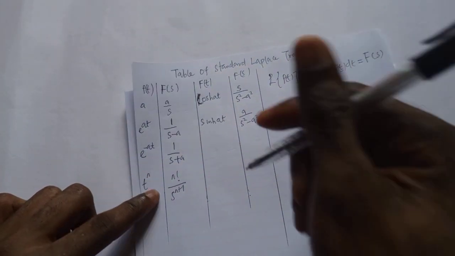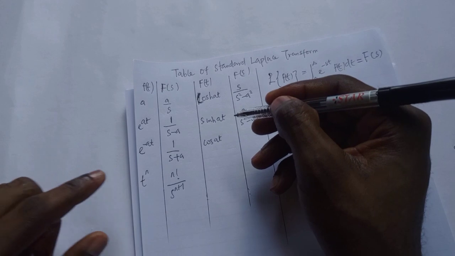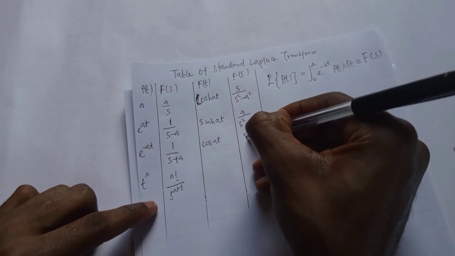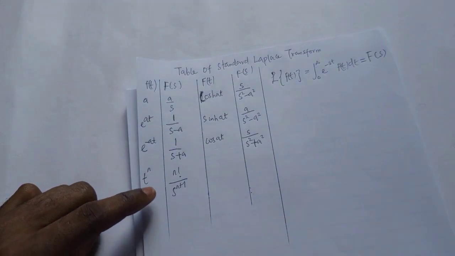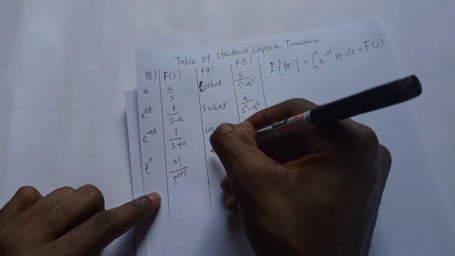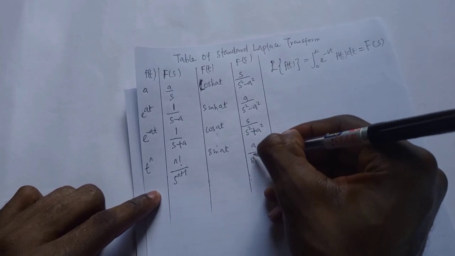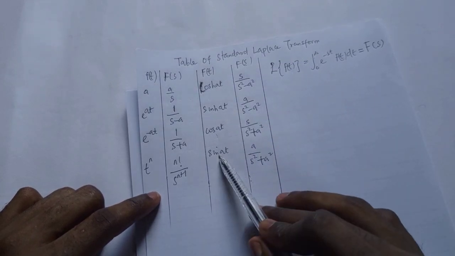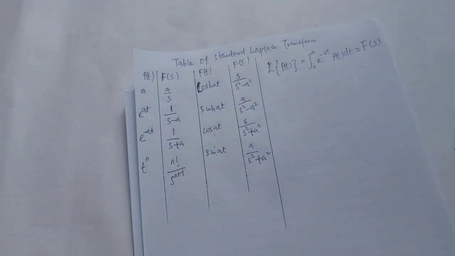Now, if f of t is equals to cos at, normal trig function, the value of f of s becomes s divided by s squared plus a squared. Okay, the difference between cos and cosh is just the signs. Now the next is sin at. So sin at is going to give us a divided by s squared plus a squared. Just the difference between the sine and the sinh is just the signs.